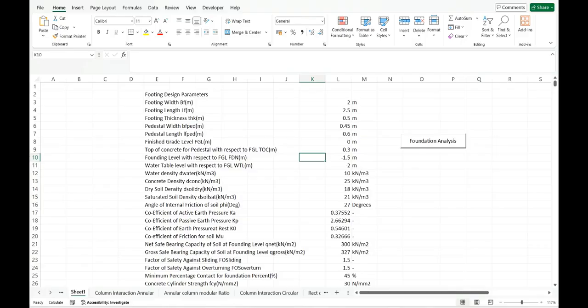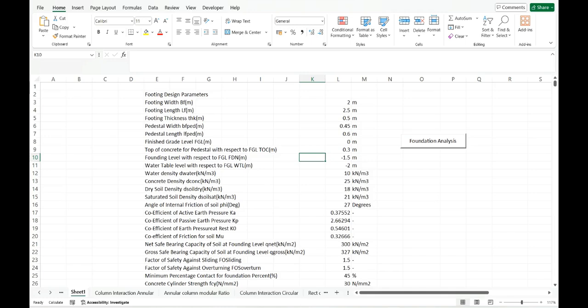In the last video, we demonstrated how we automated analysis of foundation for multiple load combinations and checked the foundation adequacy for stability and bearing pressure with certain percentage contact limitation under service load conditions. As mentioned earlier, we calculated bearing pressure and percentage contact under various ultimate load combinations also. This video demonstrates how the foundation design is carried out using this ultimate pressure value.